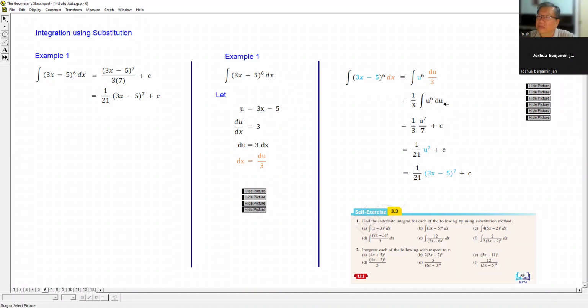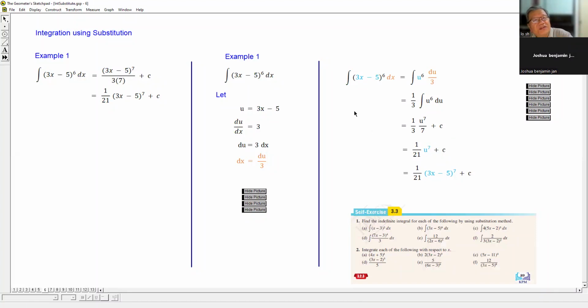Can or cannot? Can. So u to the power of 6, you integrate, you increase the power by 1. U to the power of 7 divided by 7. 3 times 7 is 21. So the answer is 1 over 21 times u to the power of 7 plus c. You always have c there. C is an arbitrary constant.